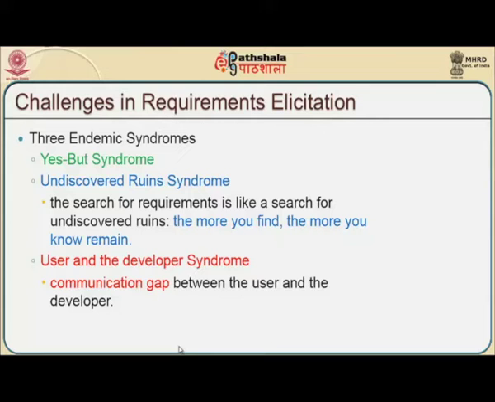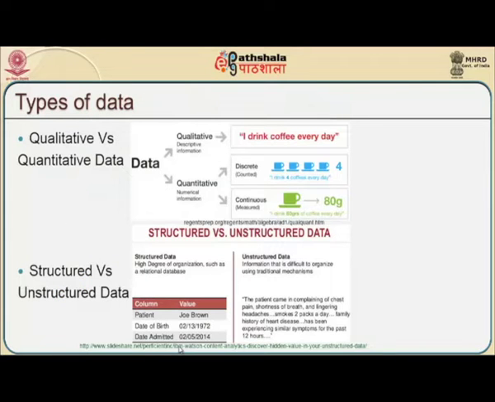The second problem that might affect us is the undiscovered ruins syndrome, where the search for requirements is like a search for undiscovered ruins. We try to find more, and the more we find, the more remain. The third type is the user and developer syndrome, where a communication gap between the user and the developer starts building. So we may have to think of those syndromes and avoid them as much as possible.